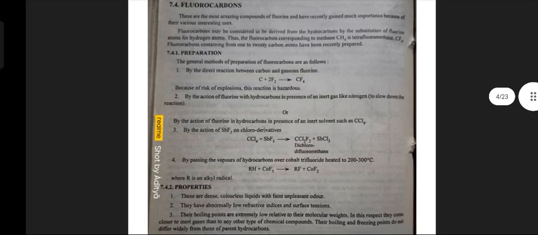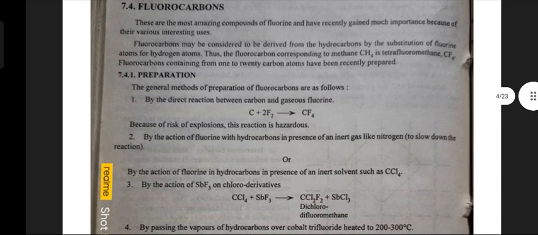The fluorocarbons. These are the most amazing compounds of fluorine and have recently gained much importance because of their interesting uses. Fluorocarbons may be considered to be derived from the hydrocarbons by the substitution of fluorine atoms for hydrogen atoms. Thus, the fluorocarbon corresponding to methane is tetrafluoromethane, CF4. Fluorocarbons containing 1 to 20 carbons have been recently prepared.